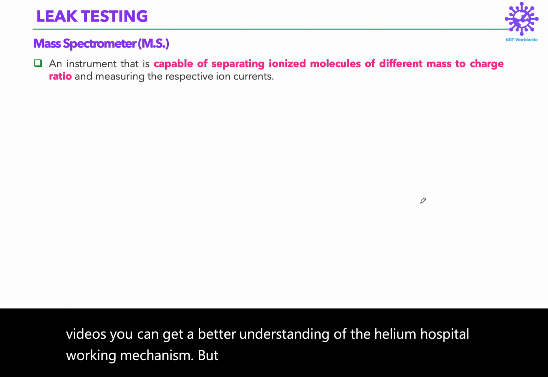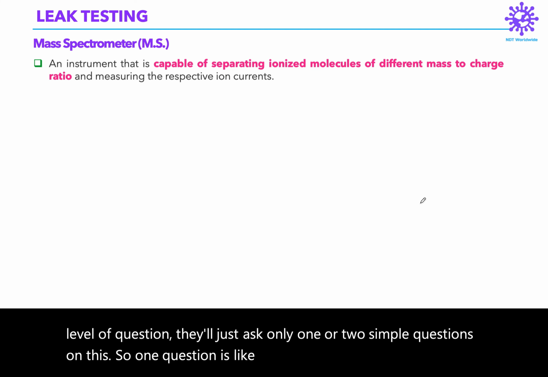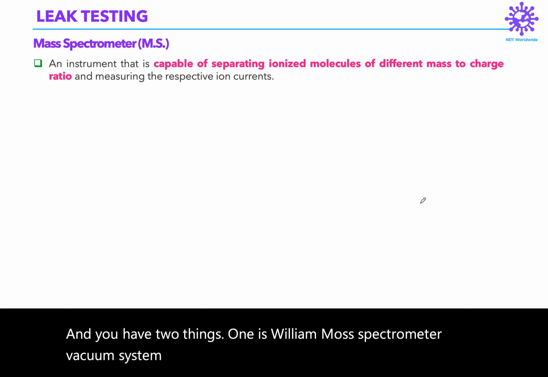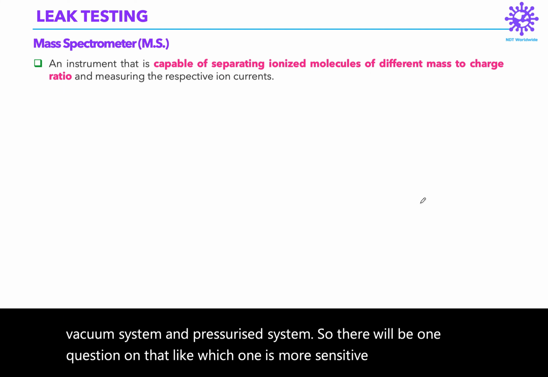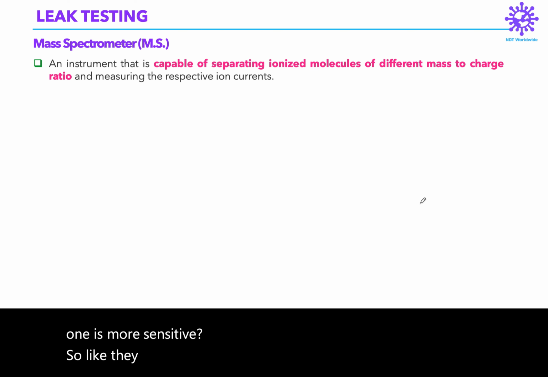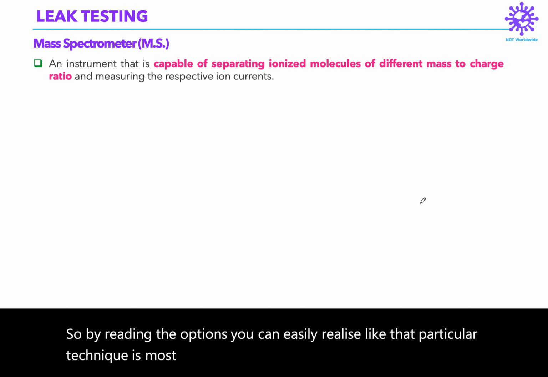But in the exam, they will not ask deep-level questions, they'll ask only one or two simple questions on this. One question is like, which has the highest sensitivity, and you have two things: the helium mass spectrometer vacuum system and the pressurized system. There will be one question like which one is more sensitive. The evacuated system is more sensitive, so they use things like hood chambers. By reading the options you can easily realize that that particular technique is the most sensitive. Sometimes they'll ask that one question.